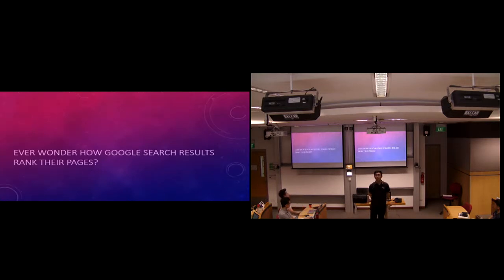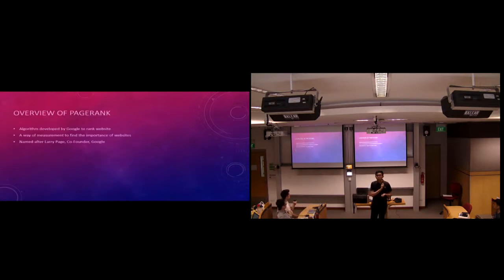Have you ever wondered how Google search results actually rank the links whenever you search for a query? Like, why does a link appear first instead of second or third? This is actually due to their algorithm, PageRank. PageRank is an algorithm developed by Google to rank websites, and it's a way of measuring how important each website is. It's named after Larry Page, the co-founder of Google.